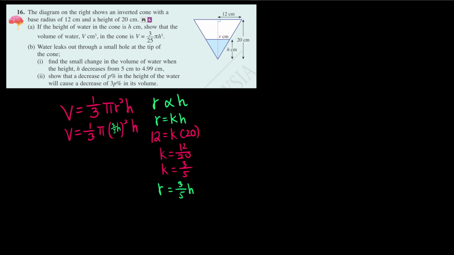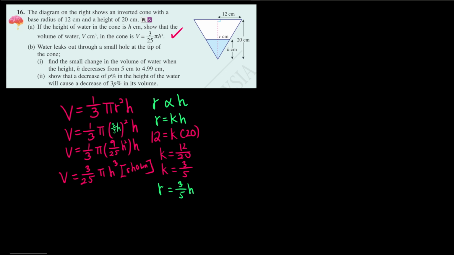So let us simplify it very fast. V is equal to 1/3 of pi, 3 squared is 9, 5 squared is 25, h squared is h squared, and h. So we have 1/3 times 9 over 25. By using calculator, we have 3 over 25 pi h squared times h, which is h cubed. And now it's exactly what they want us to show. So we're done for A.